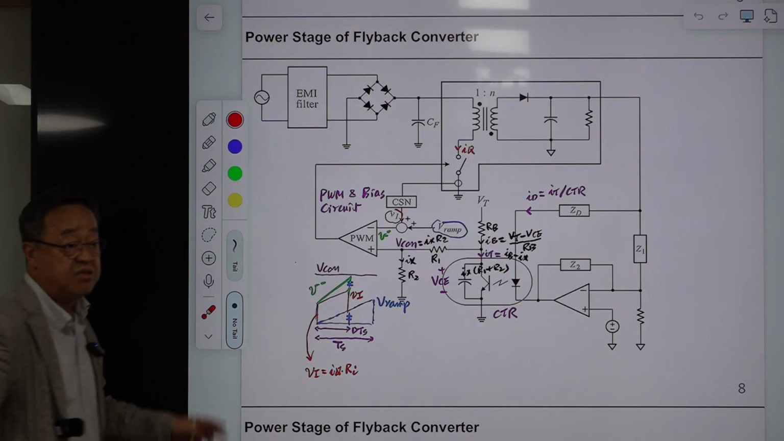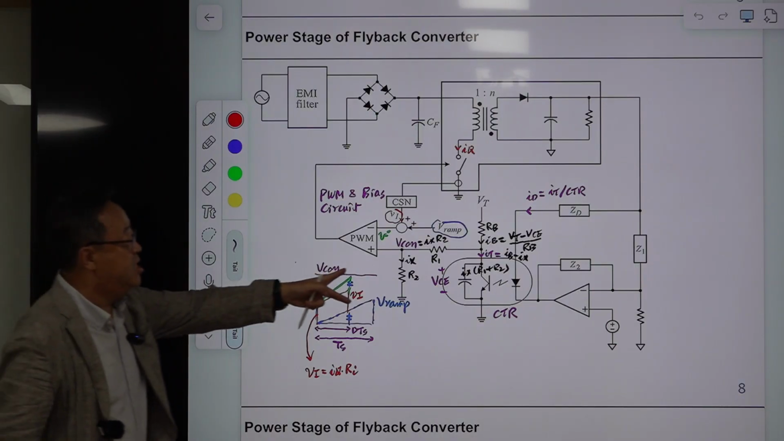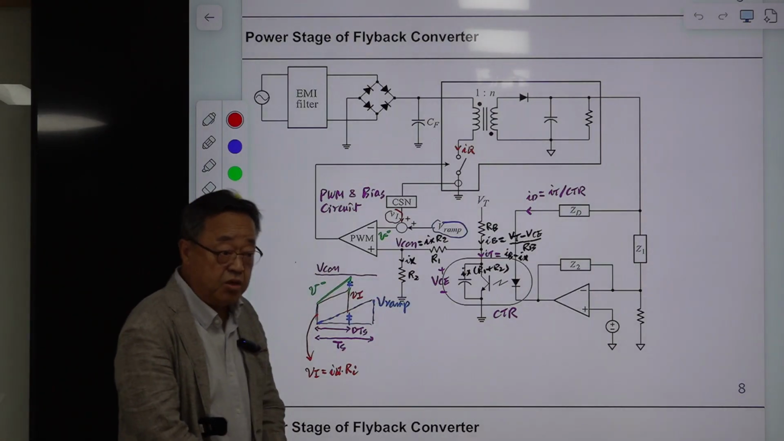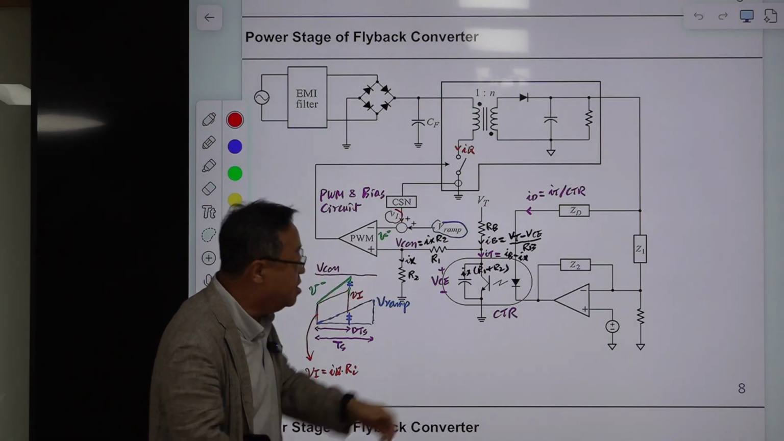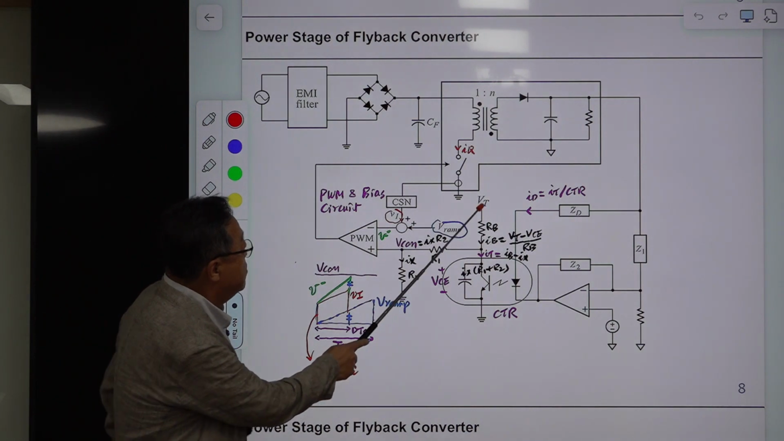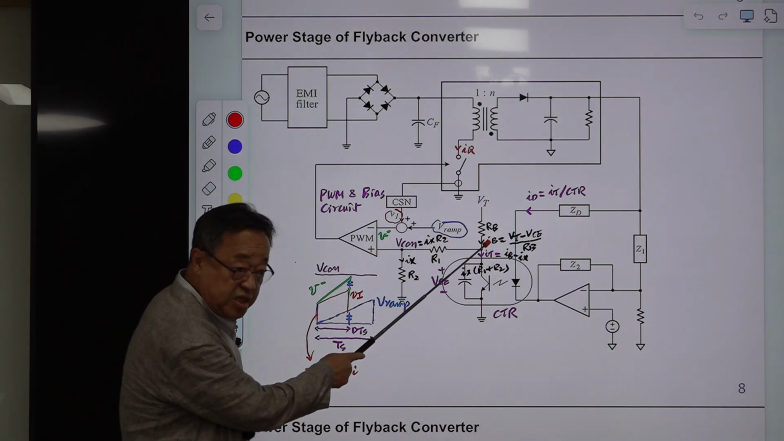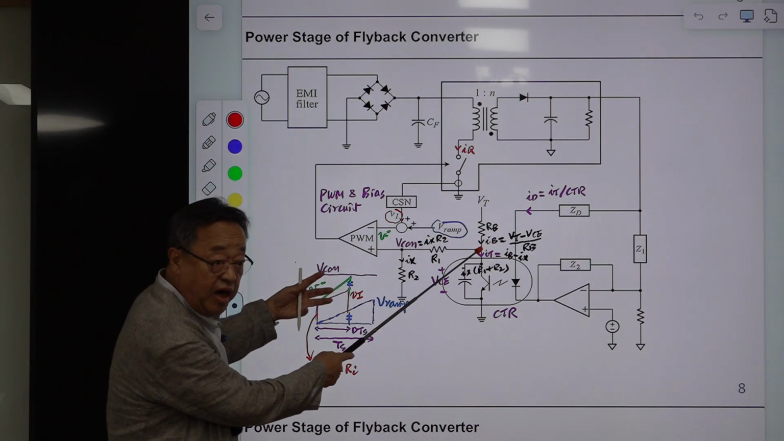These two resistances are fixed. Then this VCE is fixed. Okay, you first calculate this and calculate this. Okay, you know this value. Then this is fixed, and this is fixed.